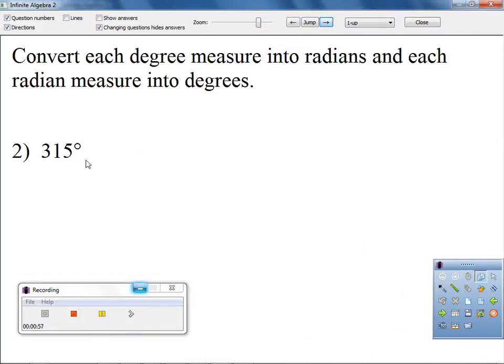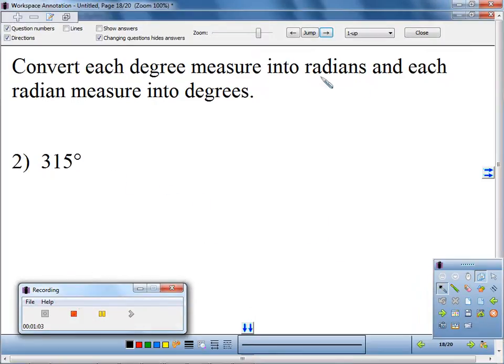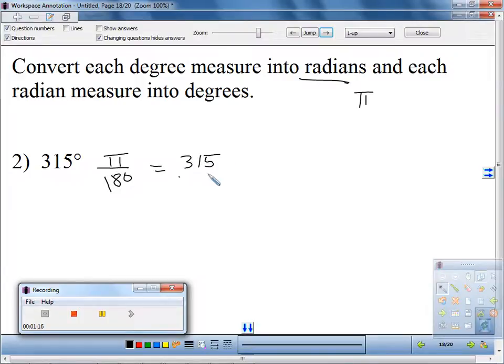Alright, here we're going from degrees to radians. Now we use the same conversion factor, but let's think about it. When we end up in radians, we're going to have pi in our answer. So that means we're going to have pi over 180, which is going to be 315 over 180, pi. We'll reduce this and then come up with our answer. So for this one we end up with 7/4 pi.